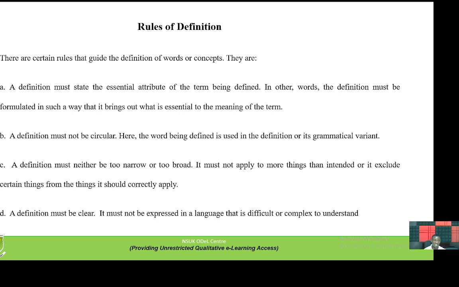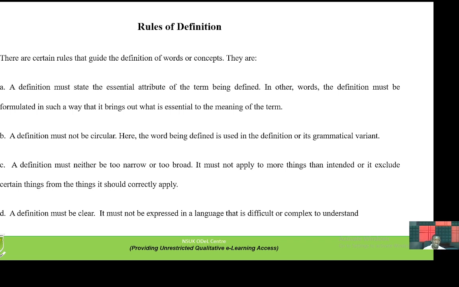Number two, the definition must not be circular. You must not go round and round when you are defining a term. A definition is considered circular when the term being defined, or its grammatical variant, is used in the definition. Sometimes you are defining a word, and you still mention that particular word as part of the meaning you are providing for it. You are being circular in your own definition of that particular term.